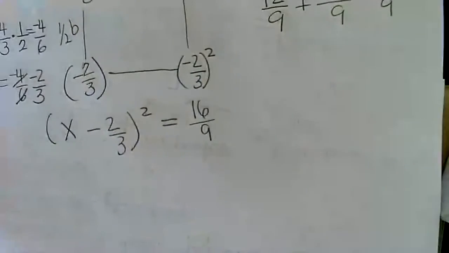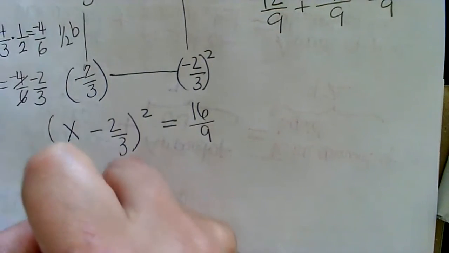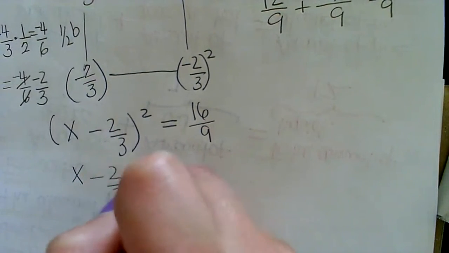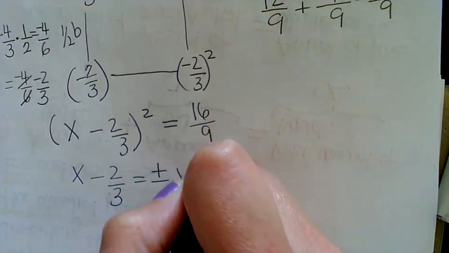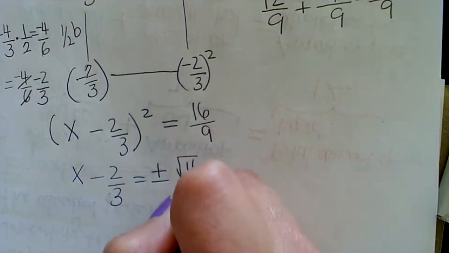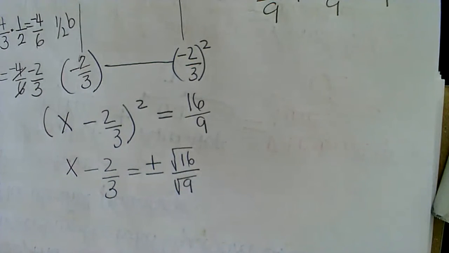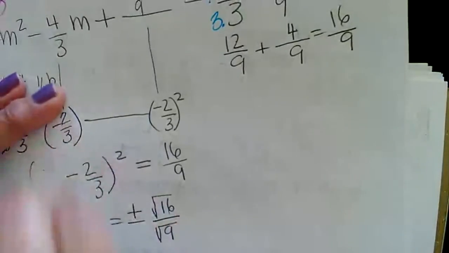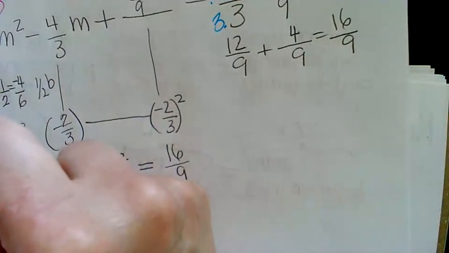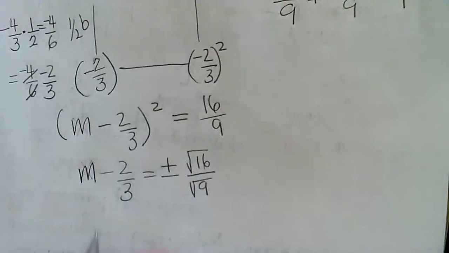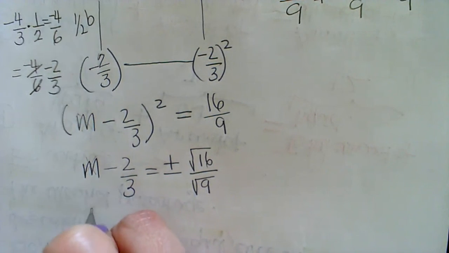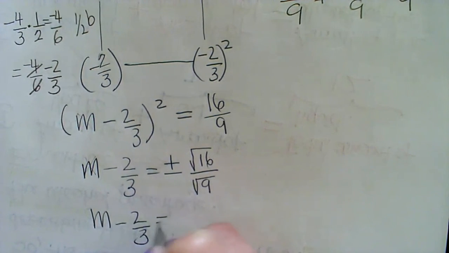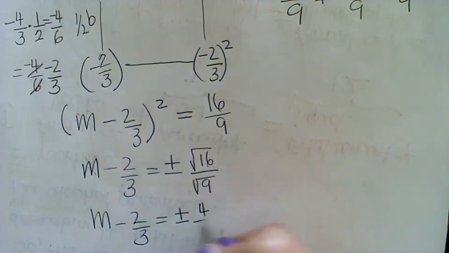Now let's apply the square root property, and we have m minus 2/3 equal to plus or minus what? Square root of 16 over square root of 9. I changed the variable, so m. Square root of 16 is 4, square root of 9 is 3, right?